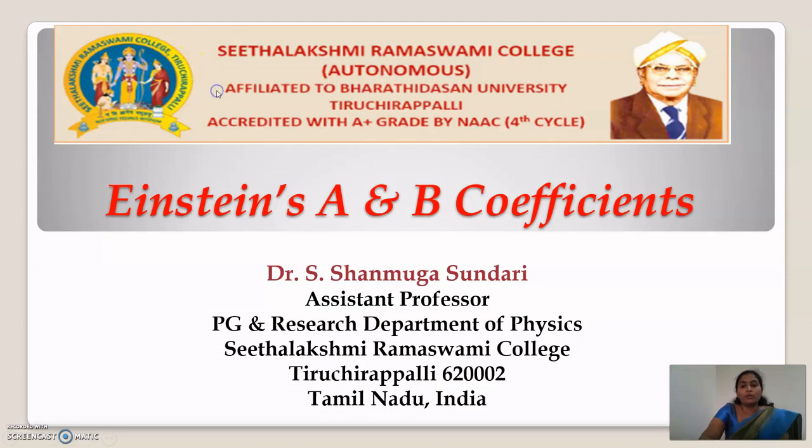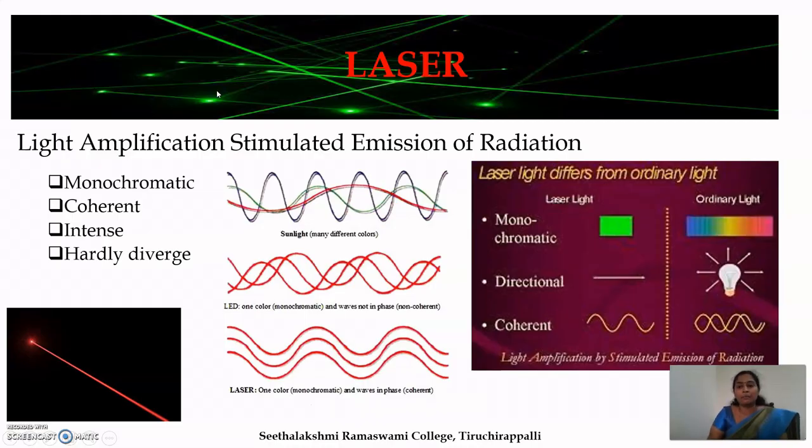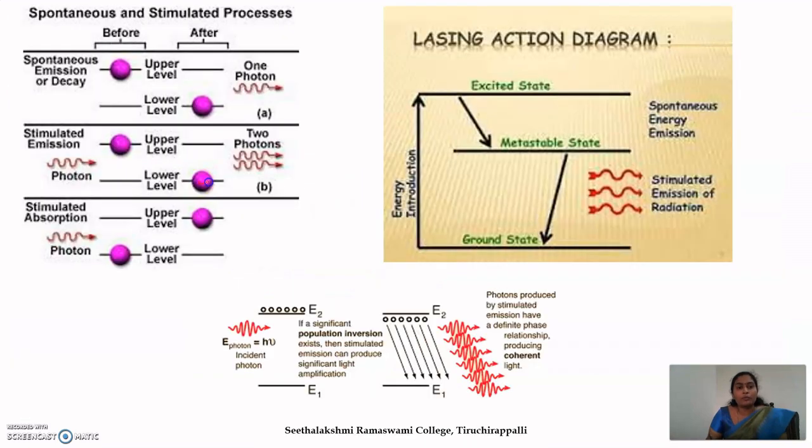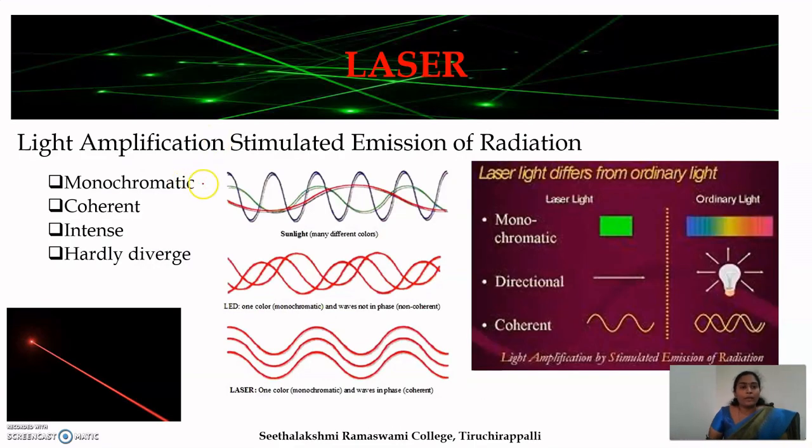So we know that the lasers are nothing but light amplification by stimulated emission of radiation, and the laser lights are monochromatic, coherent, intense, and they hardly diverge. Whereas in the case of sunlight, it consists of different wavelengths from gamma rays to radio waves. And similarly, the LED lights are monochromatic in nature, but they have different phase and amplitude. See here the phase difference and amplitude difference that are emitted by the LED light.